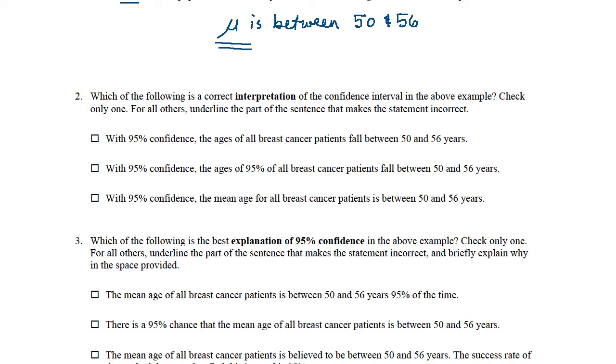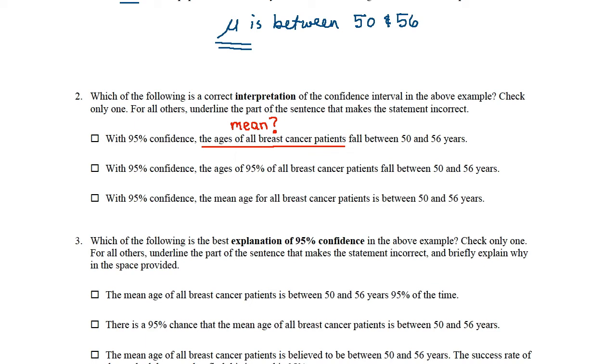The first one says, with 95% confidence, ages of all breast cancer patients fall between 50 and 56 years. Ages of all breast cancer patients. It's good that it refers to the population, which is all breast cancer patients, but we can see that it's missing that parameter, which is the mean. Nowhere in here does it say mean or average, and when we read this again, we realize that this is saying that everybody's in this interval, not that the average of everybody is in this interval. So this is not correct.